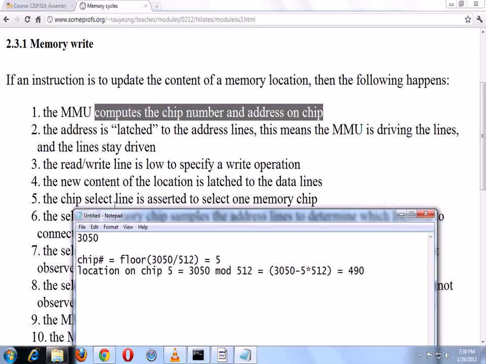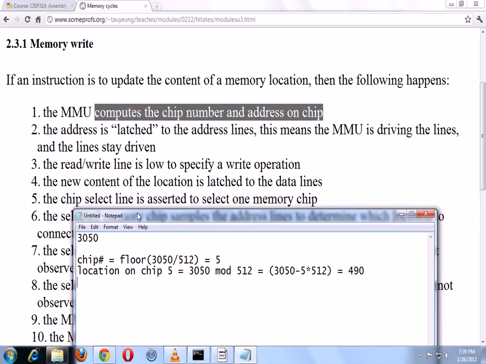And then the chip select line will have to be asserted, because right now we have 8 memory chips. They're all listening to the address lines as well as the data lines. But I only want to write that single byte to only one of the memory chips, not all 8 memory chips. So at this point, now that everything is specified, the memory chip corresponding to chip number 5 is going to be asserted.